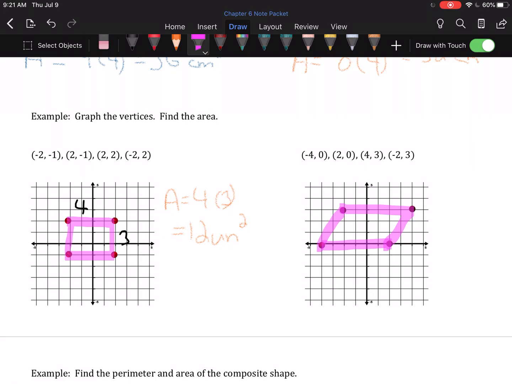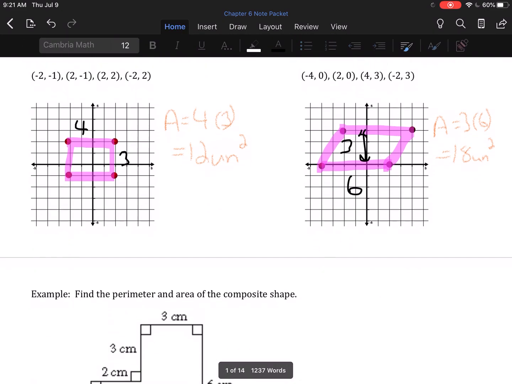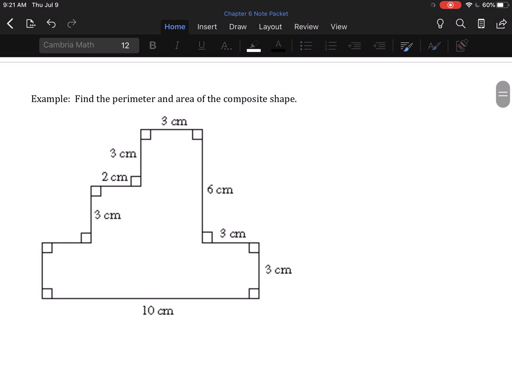So to get what I need from a parallelogram, I need to know how wide it is. So it is 1, 2, 3, 4, 5, 6 across the bottom. And I need to know how tall it is from top to bottom. And that is 3 units. So the area of this is going to be 3 times 6, which is 18 units squared. And I'm going to throw composite shapes at you. A composite shape is just a shape made up of a bunch of smaller shapes.